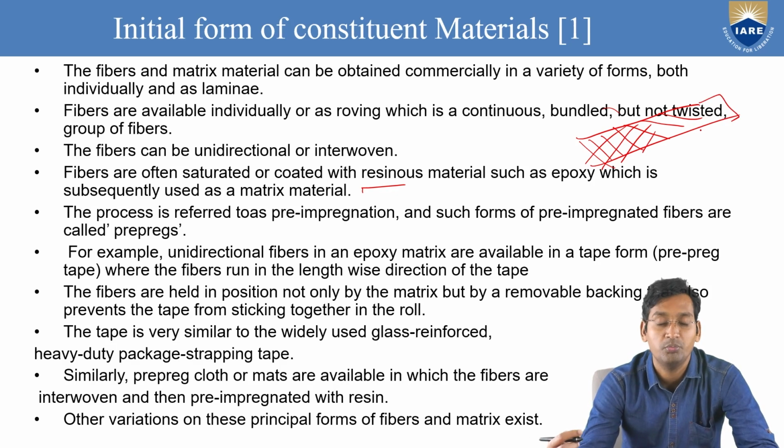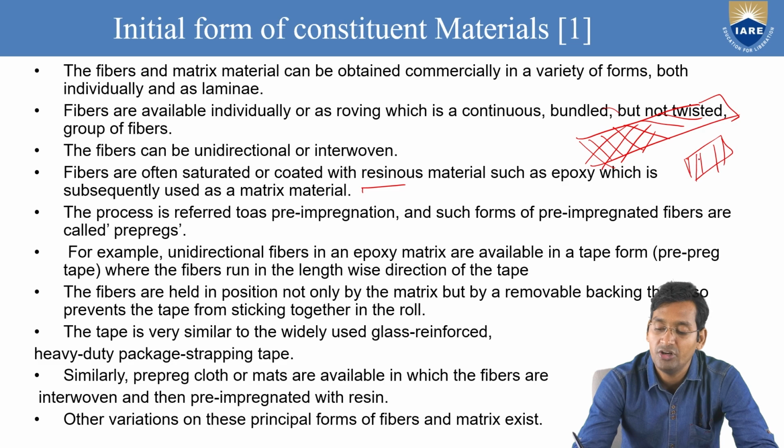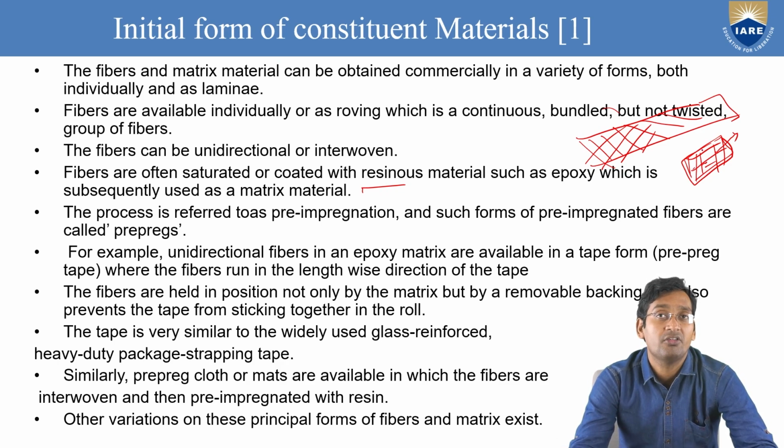The best example is an envelope. If you take a simple paper envelope, it can easily tear or get damaged. But inside the paper you can see a white knit made with thread. There the thread is the fiber and the paper is the matrix. Once you add this, the paper becomes even stronger. In that direction you have to stick it. The fibers are held in position not only by the matrix but by a removable backing that also prevents the tape from sticking together in a roll.